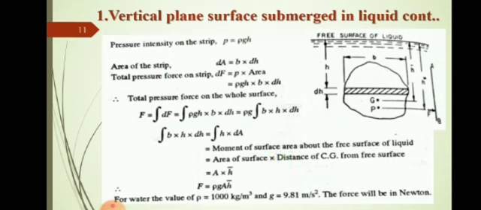So this is another important relation. You have to learn it. F is equal to rho g A h bar. So what is this F here? It is the total pressure force acting on a plate which is immersed vertically in a liquid. Rho is the density of the liquid, g is the acceleration due to gravity, A is the total area of the plane, and h bar is the distance of the center of gravity of the plate from the free liquid surface.